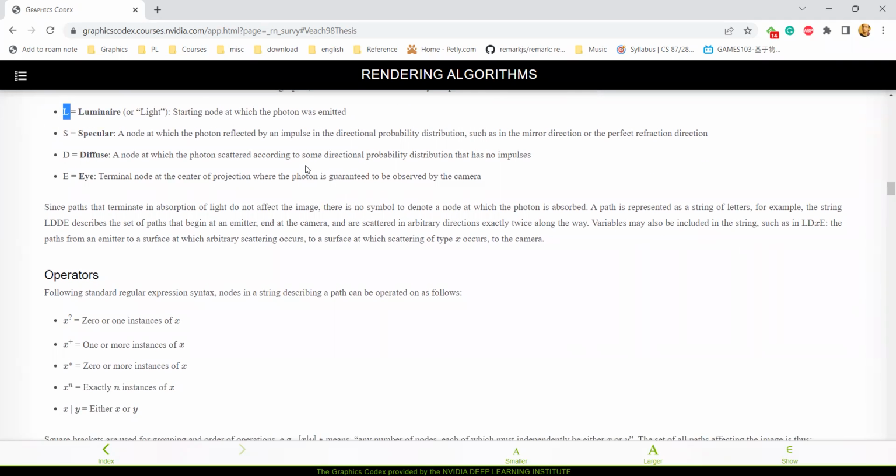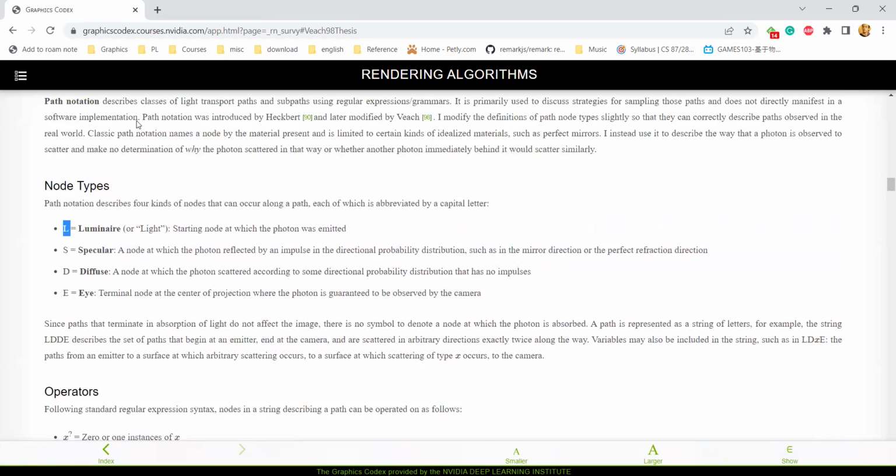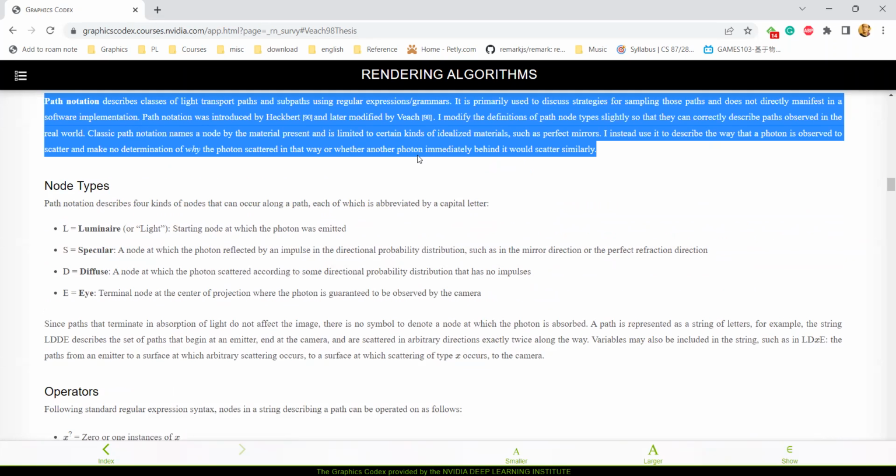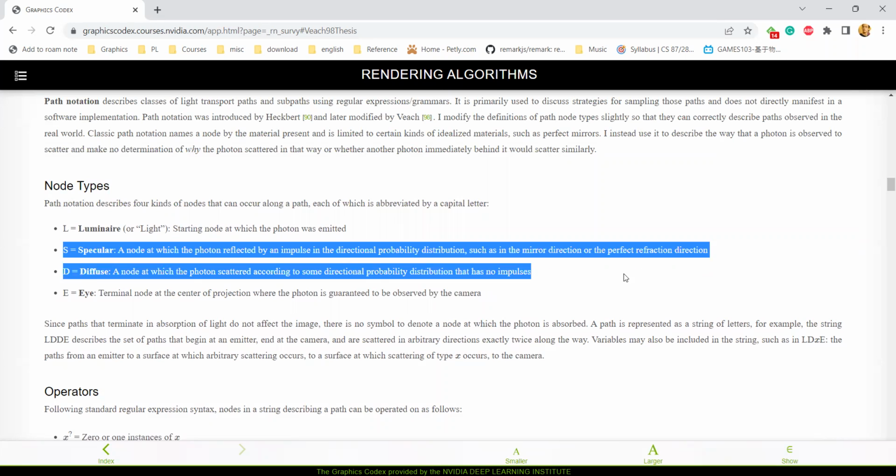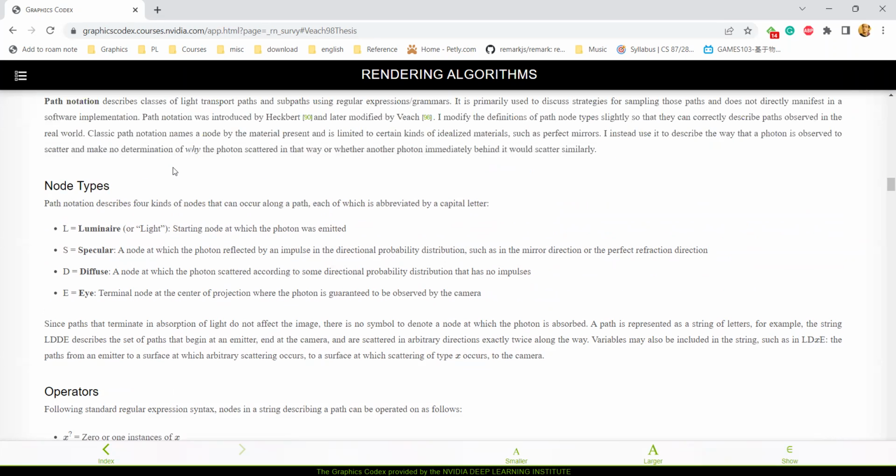Oh, weird. So it's... since path is... that's probably what he said here, that he doesn't separate it by material, but instead by how the photon is scattered.